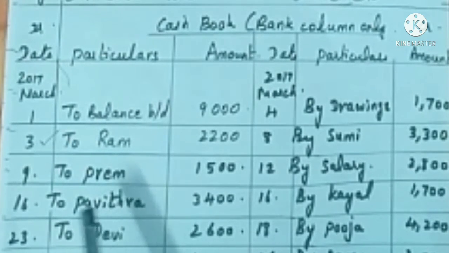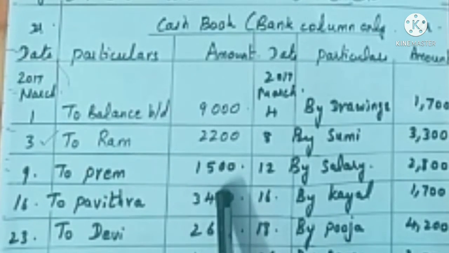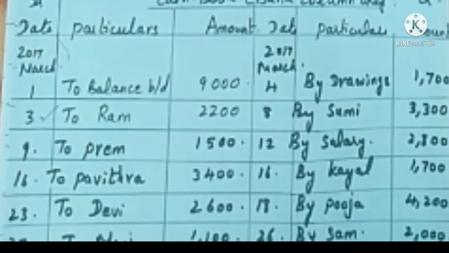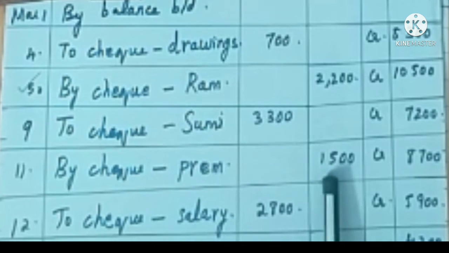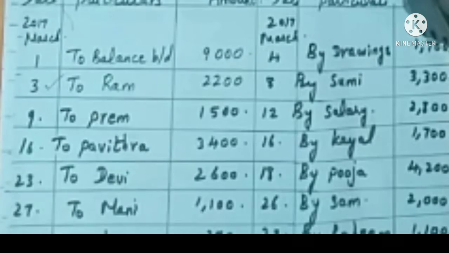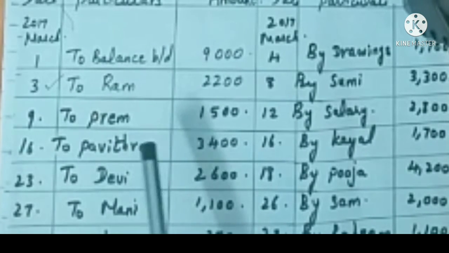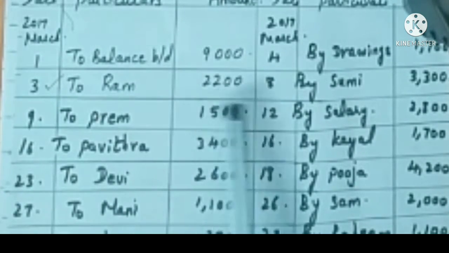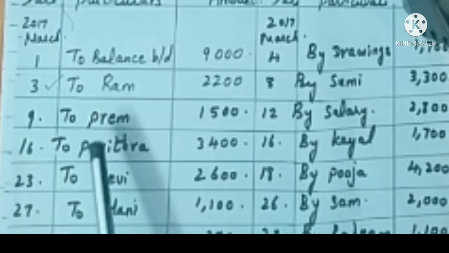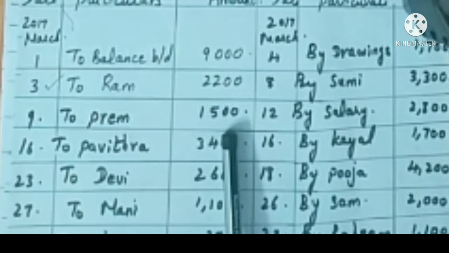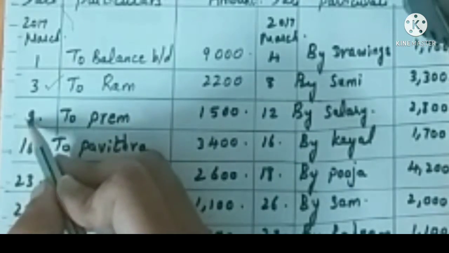Okay, the next one is To Prem 1500 recorded in the cash book. Let's see whether this 1500 is credited in the passbook, because in the cash book it is debited, so in the passbook it should be credited. In the passbook, By cheque Prem 1500 is credited. So the first one we saw, To Ram 2200, is recorded in the cash book and passbook, so we give a tick mark. And To Prem 1500 is recorded in the cash book as well as in the passbook, so we give a tick mark.